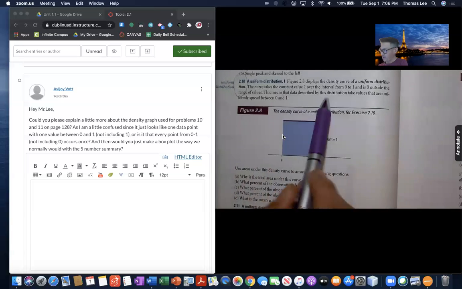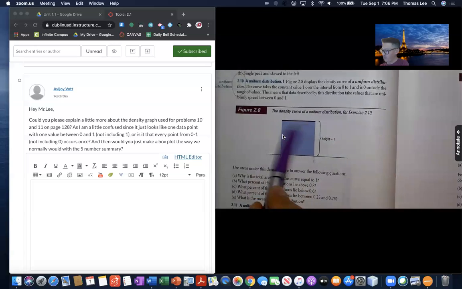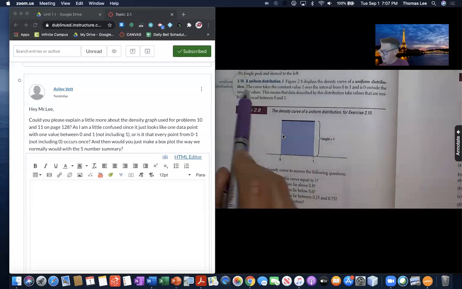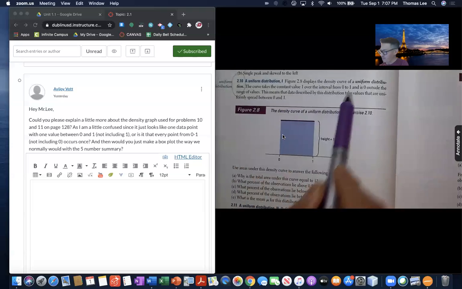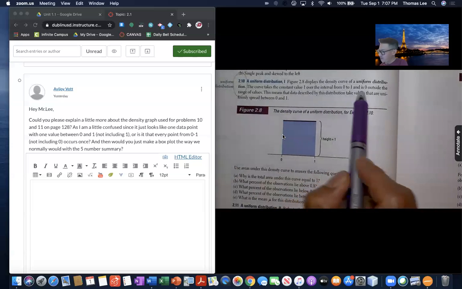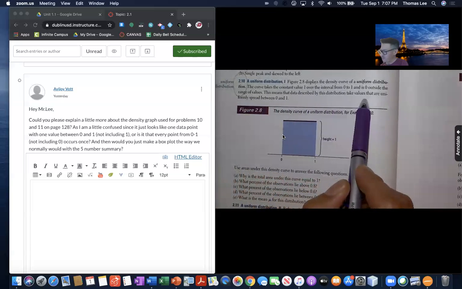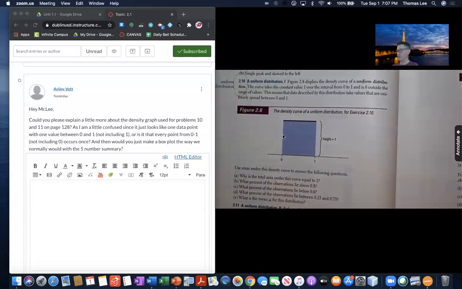So let's read what it says. Figure 2.8 displays a density curve of a uniform distribution. So that's uniform right there, straight across, right? The curve takes the constant value 1 over the interval from 0 to 1, and is 0 outside the range of values. This means that the data described by this distribution takes values that are uniformly spread between 0 and 1.